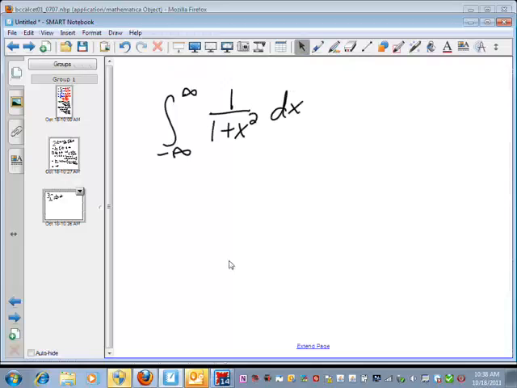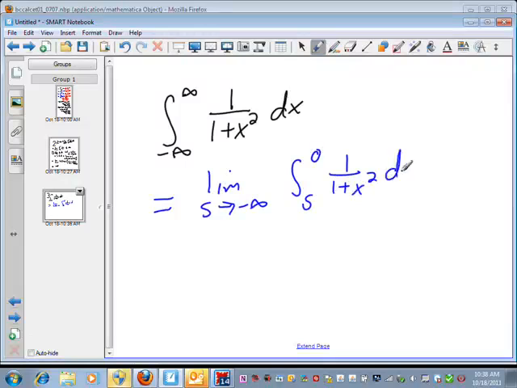Let's go ahead and see why this is. So this is equal to... Now we have written this as the limit as s tends to minus infinity of the integral from s to 0, and again I'm choosing 0, of 1 over 1 plus x squared dx, plus the limit of the integral from 0 to t. I'm going to split them. I'm not going to go to infinity and minus infinity at the same time. There's a problem at infinity. There's a problem at minus infinity. We'll separate the problems.